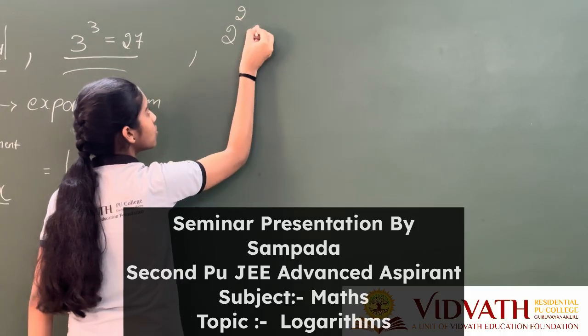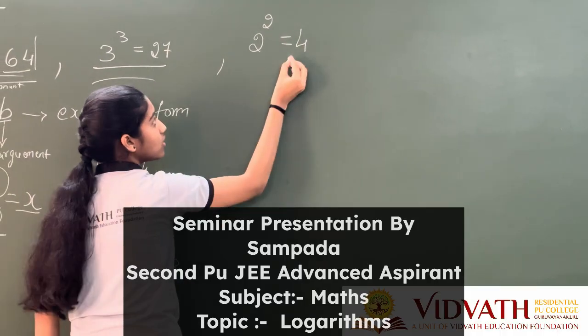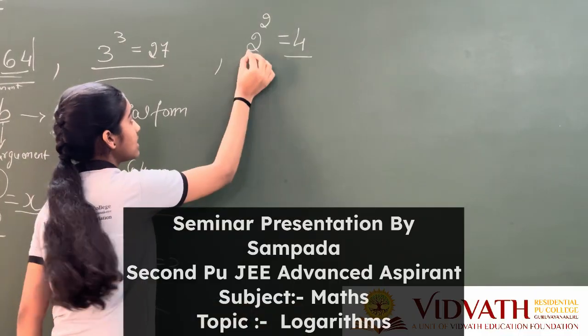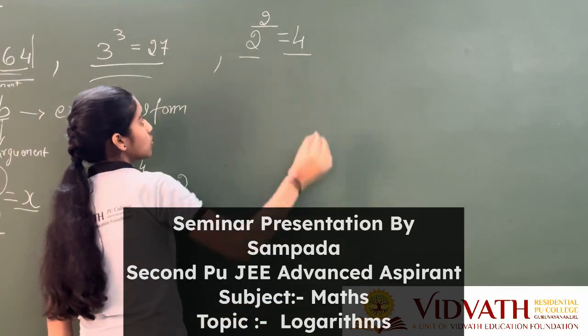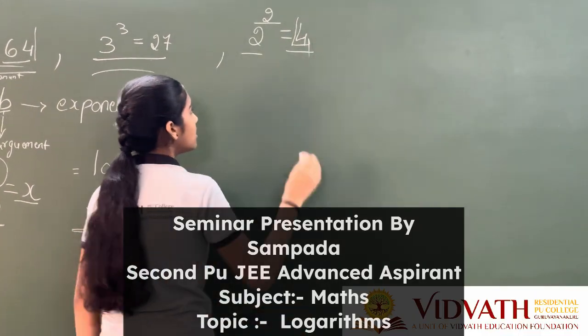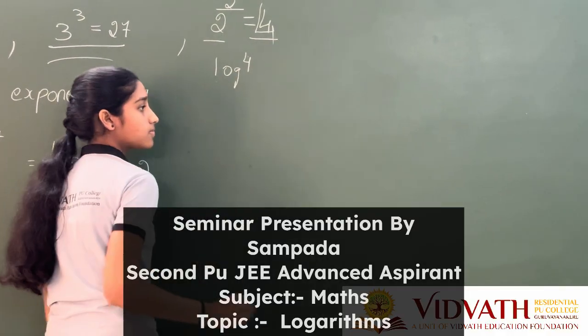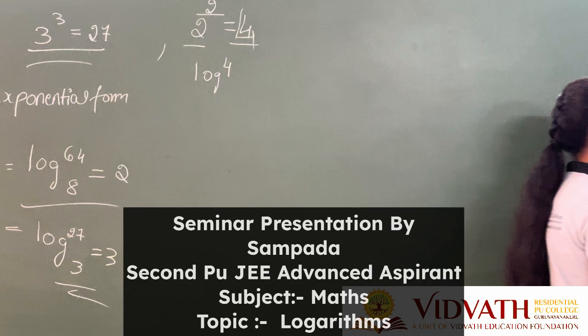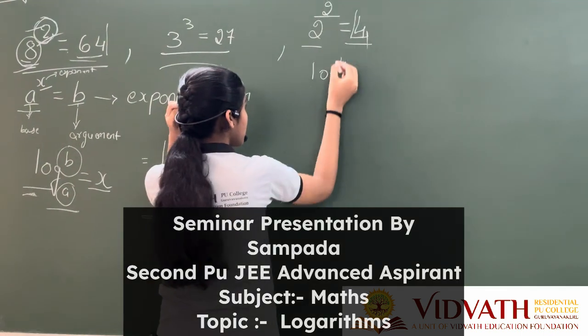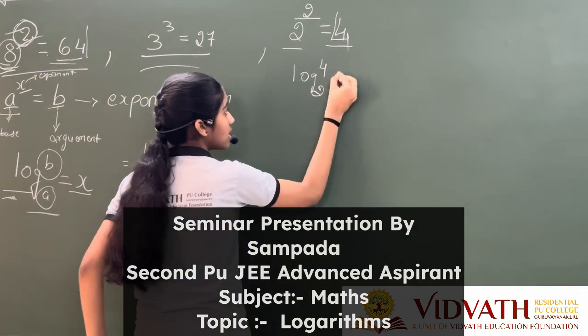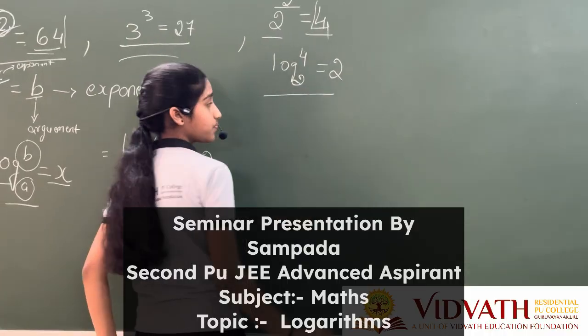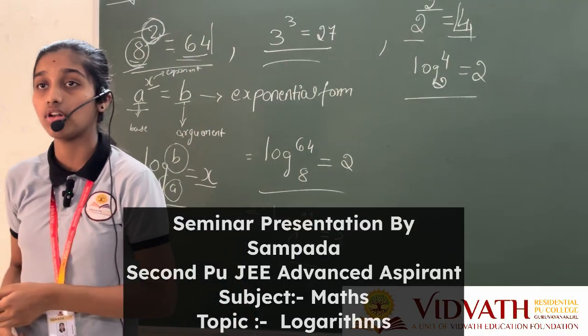2 power 2 is equal to 4. In order to get this 4, we are raising 2 to the power 2. We get 4. This 2 is the log of 4. Log of 4 to the base 2 is equal to 2. Understand the definition of the logarithm?